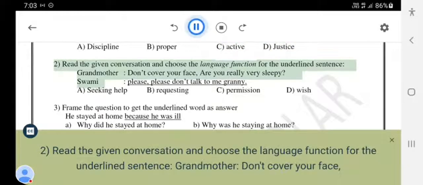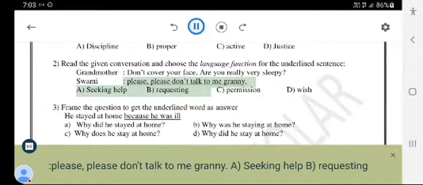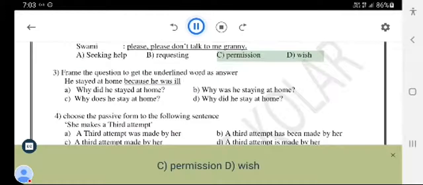2. Read the given conversation and choose the language function for the underlined sentence. Grandmother: Don't cover your face, are you really very sleepy? Swami: Please don't talk to me, Granny. A. Seeking help, B. Requesting, C. Permission, D. Wish.